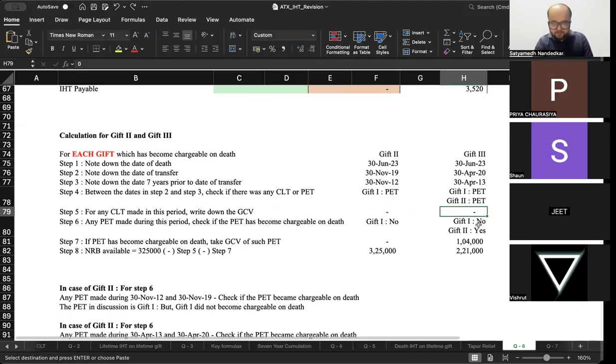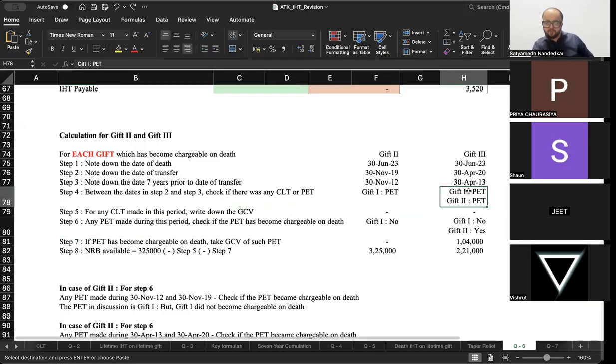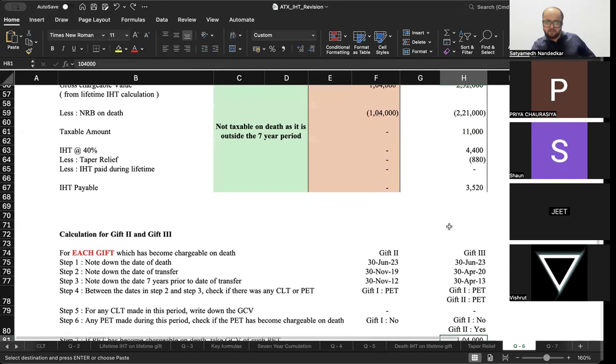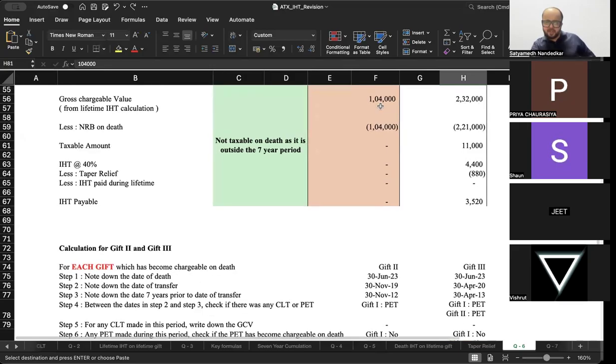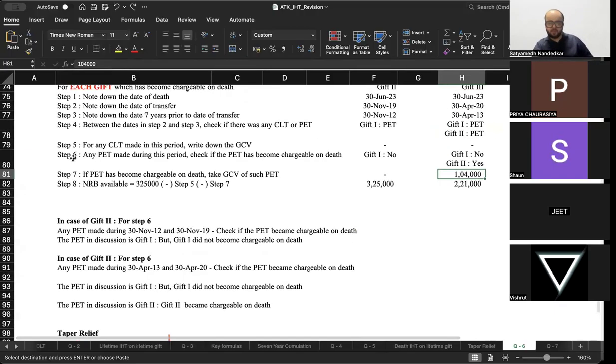Now, for any PET made during this period, check if the PET has become chargeable on death. Gift 1 was a PET which did not become chargeable on death. Gift 2 was a PET which became chargeable on death. So take the GCV of that PET, which is 1,04,000. You have already done that. Gross chargeable value is 1,04,000. So your NRB available will be 325 minus step 5 minus step 7, which is 2,21,000. Now come up.